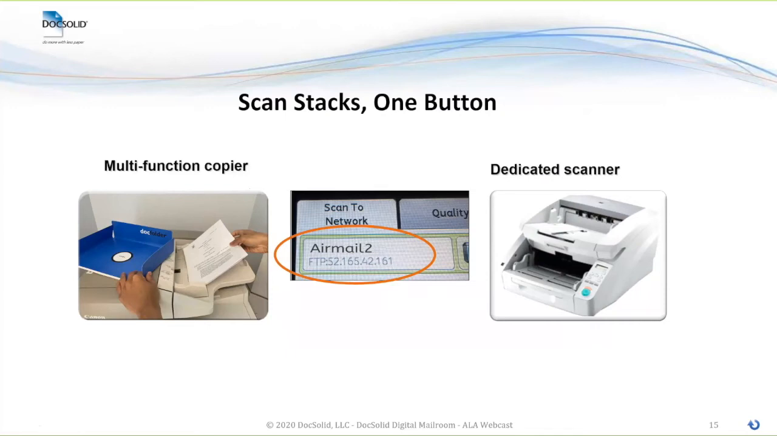So the operator can walk up with an entire stack of documents, put it in the hopper, press the Airmail2 button, and press scan. If I'm in a mailroom and we have a big dedicated Fujitsu or Canon scanner, we can use that the same way. We just program one button, put the whole stack in, and scan. So when you're walking up to these machines, you don't have to log in. We'll use any make or model of scanning device, and you don't need to add any hardware or software to them. One button, stack scanners.